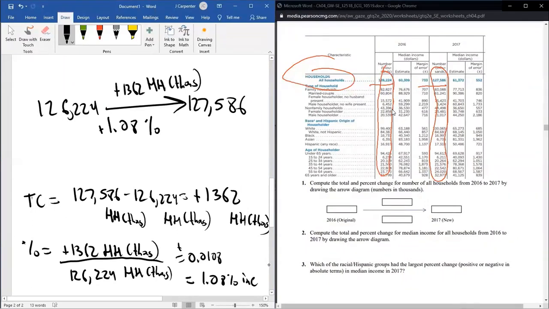So yes, 1,362,000 households sounds like a big increase, but when you scale it to how many we already had, it's only a 1% increase. That's not a lot.